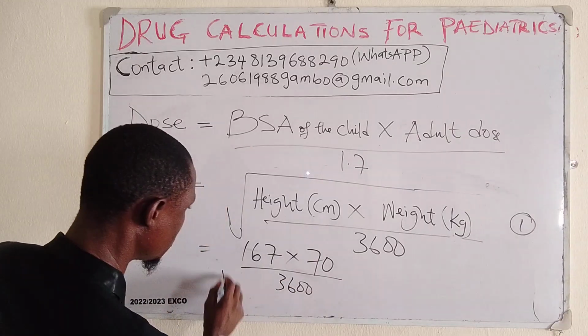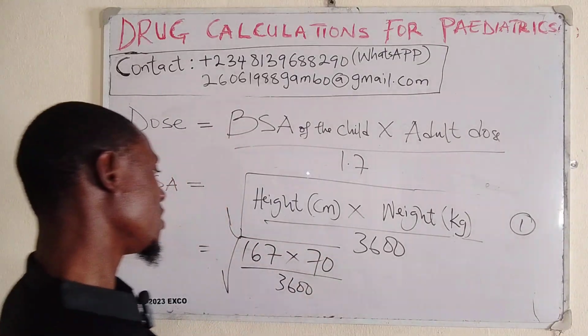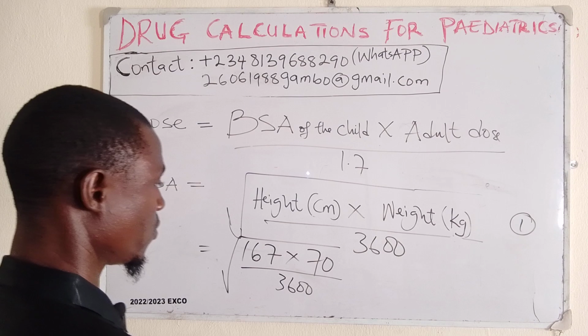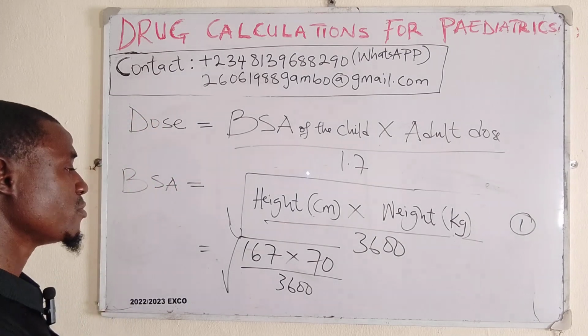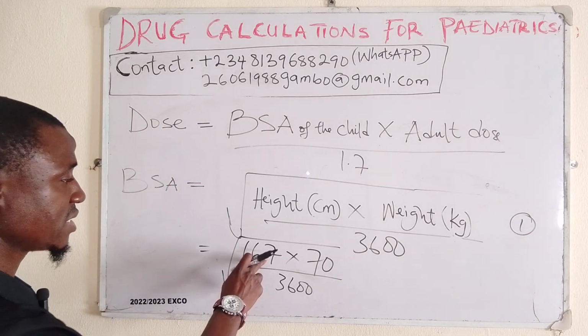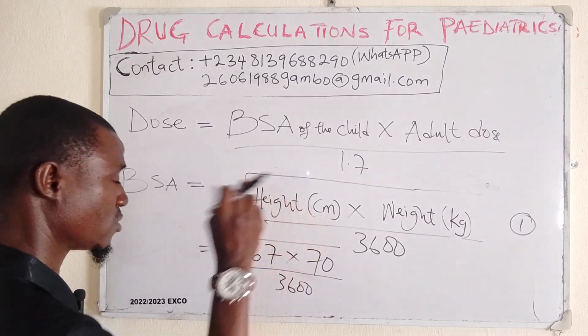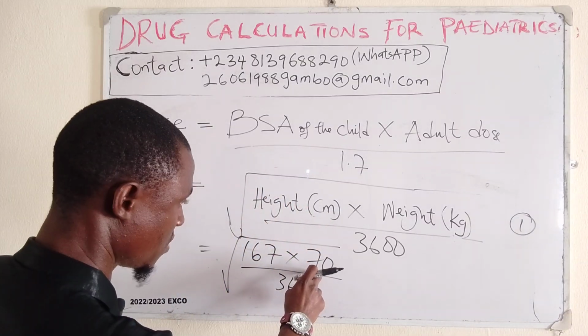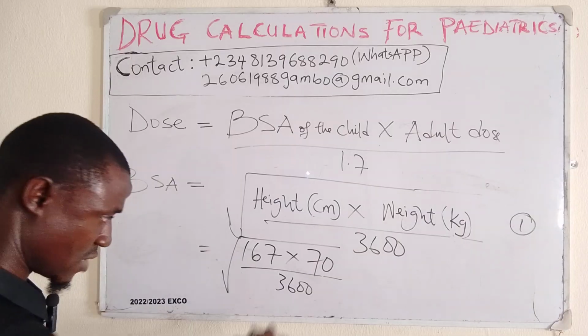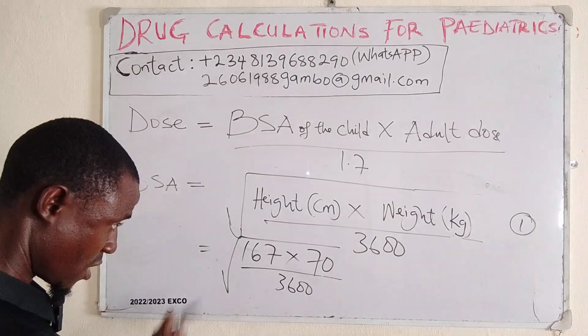3,600. All of this is squared. So we have substituted our information into the equation. 167 is the height in centimeters that was obtained from the equation. Then 70 is the weight that was given in the equation. And of course, the denominator remains, all of this is squared.